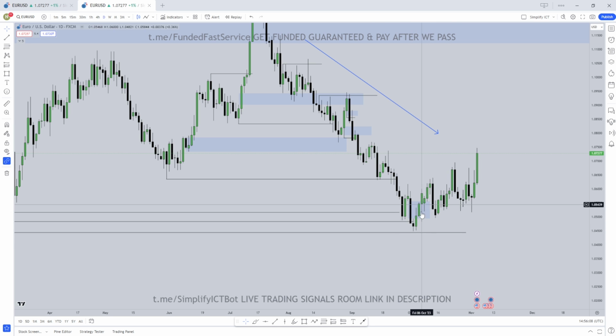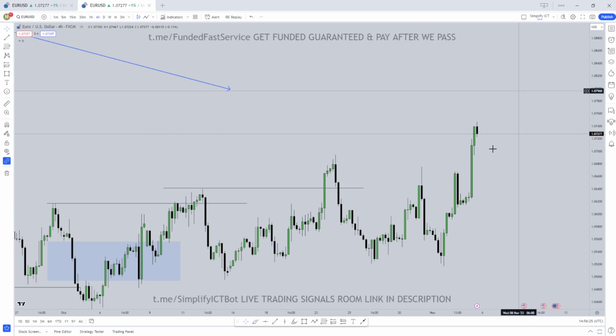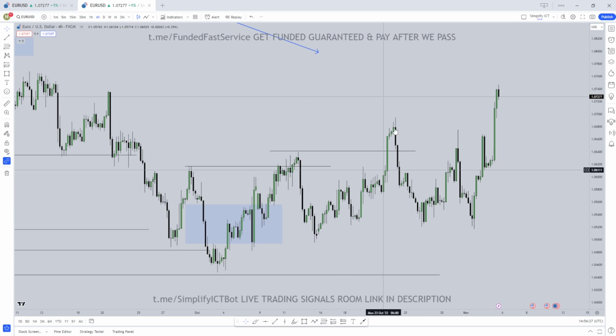As you can see, price closed above quite easily. Didn't get a major market structure shift from this area, but we did see a higher low. Again, from the shift in structure, we did see a close above, and on the 4-hour time frame you will see this a bit clearer. As you can see, we did see a lot of displacement to the upside.